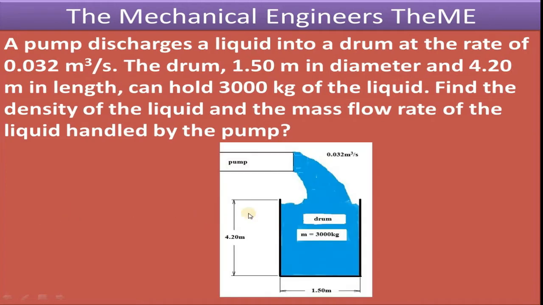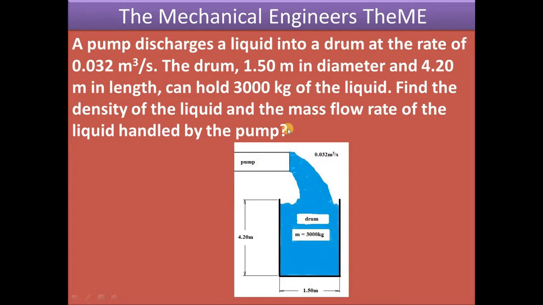A pump discharges a liquid into a drum at the rate of 0.032 meter cube per second, which means for every 1 second, the volume of liquid coming out from the pump is 0.032 meter cube. The drum, 1.50 meter in diameter and 4.20 meter in length, can hold 3000 kg of the liquid, which means the diameter of the drum is 1.50 meter and the height or length of the drum is 4.20 meter, and the maximum amount of liquid the drum can hold is 3000 kg.